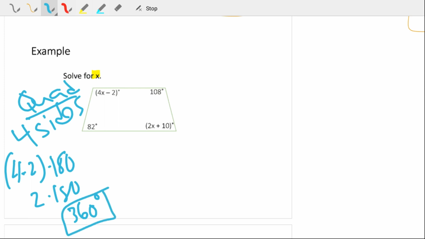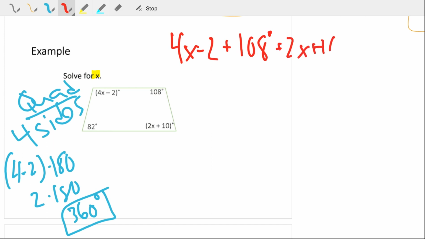So what we can just do is go ahead and do that. 4x minus 2 plus 108 plus 2x plus 10 plus 82 is equal to, and now this is where this work comes in handy, because now you can say it's equal to 360 degrees.